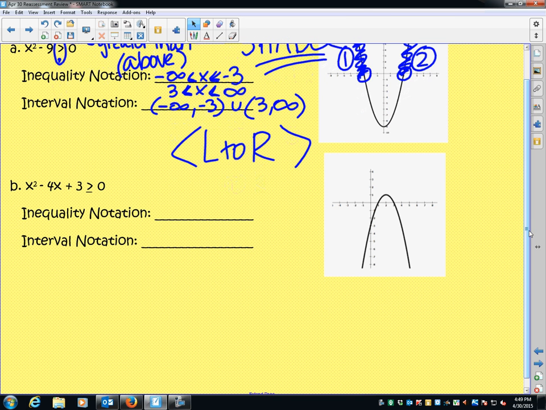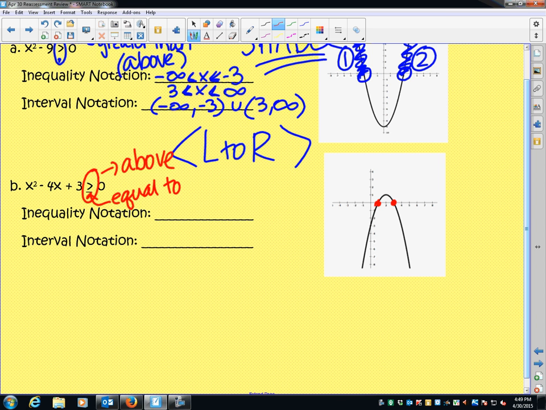All right, and then the last one. It is also a greater than symbol, so I am going to shade above. Now notice it does have an equal to this time. So when I get to these numbers, I need to make sure I'm going to kind of color them in so I don't forget that they need to be closed circles. Greater than, so I'm going to shade above, is this tiny little piece here.